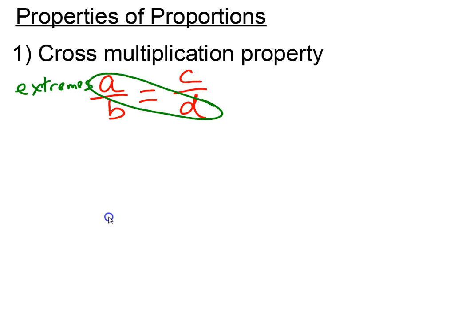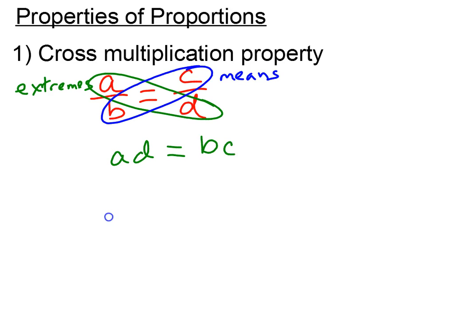The two numbers in the middle, the b and the c, on that diagonal are called the means of my proportion. The means. Now here's what the cross multiplication property says. If I multiply the extremes times each other, a times d gives me ad. That will equal the means multiplied by each other, bc.